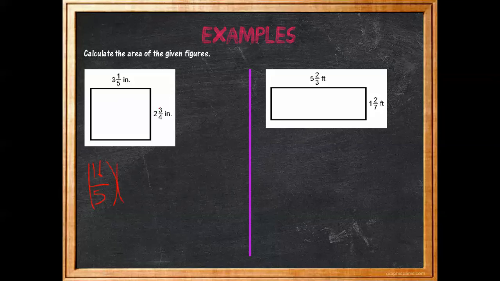And we're going to multiply it times, okay, 2 times 4 is 8, plus 3 is 11. So this is 11 over 4. So now we're just going to take 16 times 11. That's going to give us 176. 5 times 4 is 20. So we're going to take 176 and divide it by 20, and that gives us 8.8. So the area for this one is 8.8 inches squared.